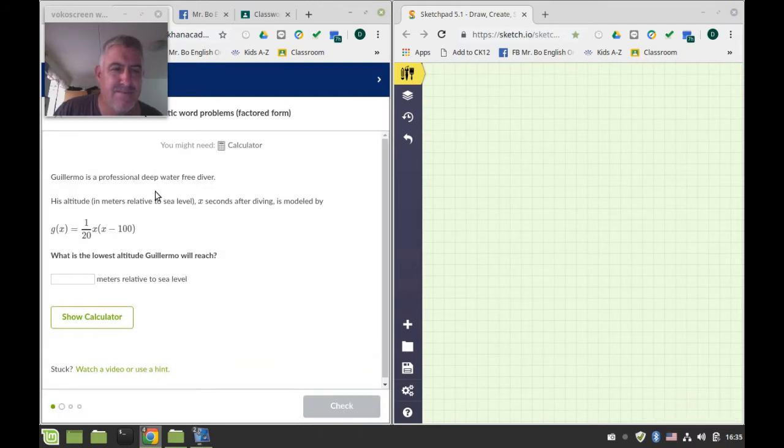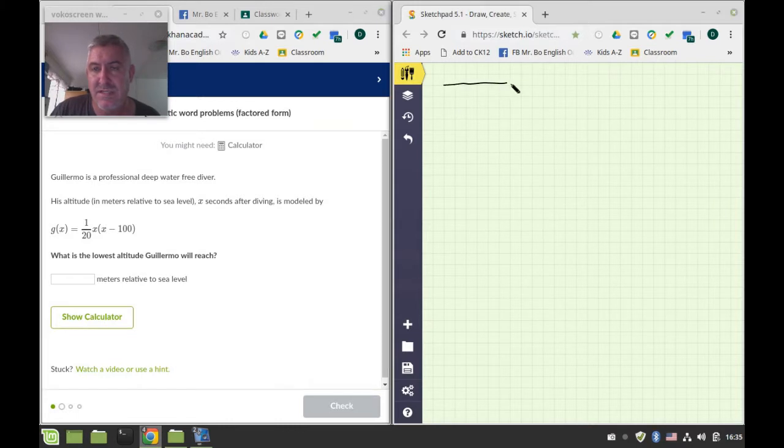Let's look at the next one. Guillermo is a professional deep water free diver. His altitude in meters relative to sea level x seconds after diving is modeled by this function g. And what is the lowest altitude Guillermo will reach?